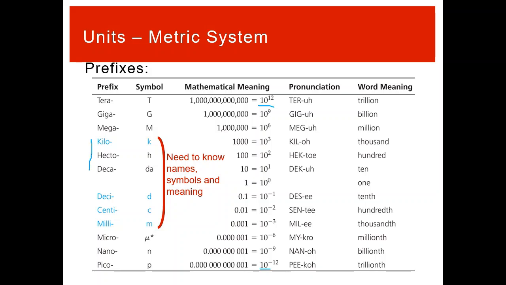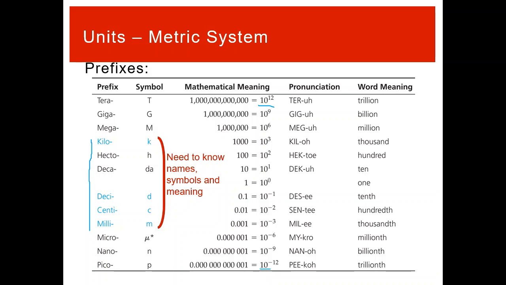Generally, these are the 6 that we would use. And really the ones highlighted in blue are the most common. So kilo for 1,000, deci, centi, and milli for less than 1. Really, milli and kilo are the most common ones that we use. Centi really shows up in centimeters, the most common place.